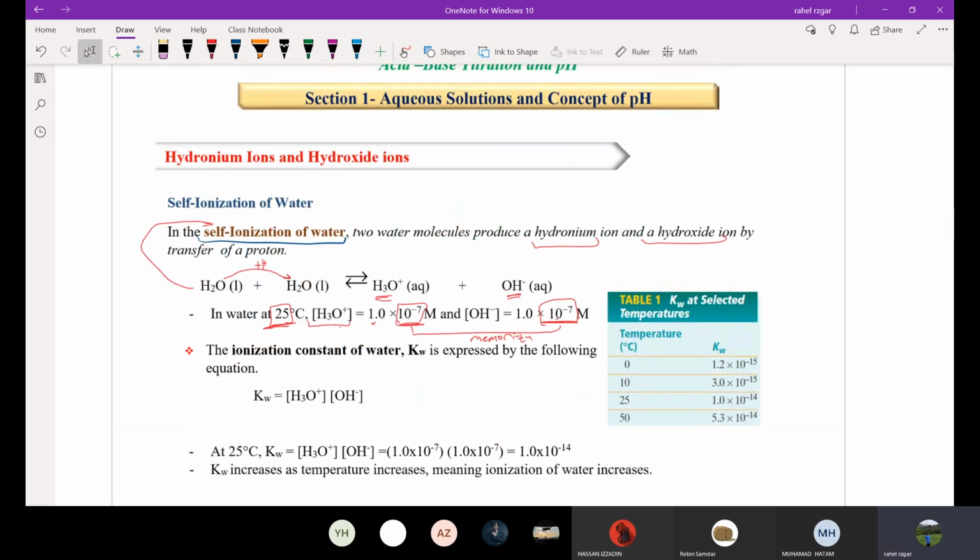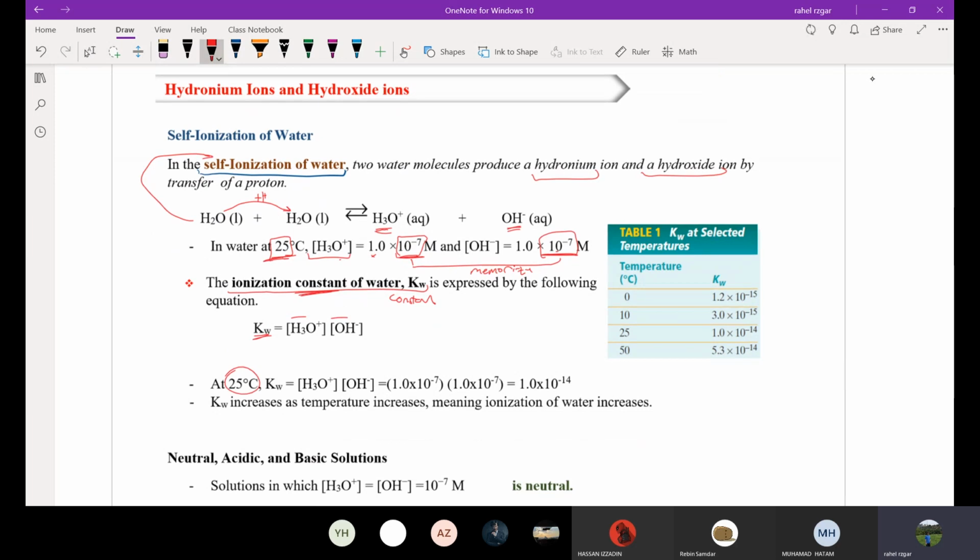Then they got this point where we have a constant number, Kw. It's constant, from its name. Ionization constant of water. What is this ionization constant of water? If H3O and OH are multiplied by each other, they will always get the same number, which is Kw. And Kw, again, at 25 Celsius is 10 to the power of negative 14.